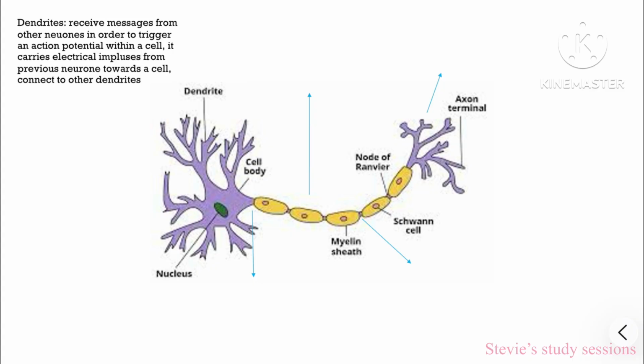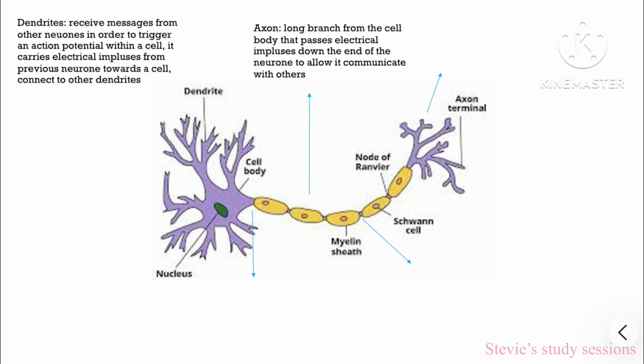So dendrites are at the far end of the neuron. They receive messages from other neurons in order to trigger an action potential within the cell. Carries electrical impulses from previous neurons towards the cell, and it's connected to other dendrites. Next you have the axon. The axon is the long bit of the neuron. It's a long branch from the cell body that passes electrical impulses down the end of the neuron to allow it to communicate with others. If you were to label it, it's that long yellow strip there.